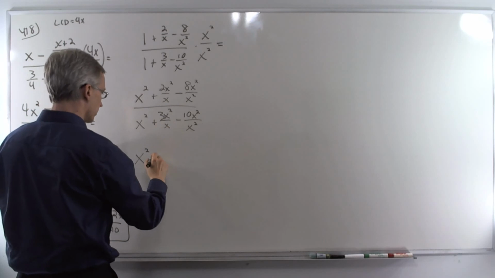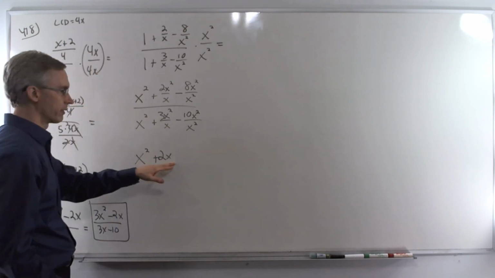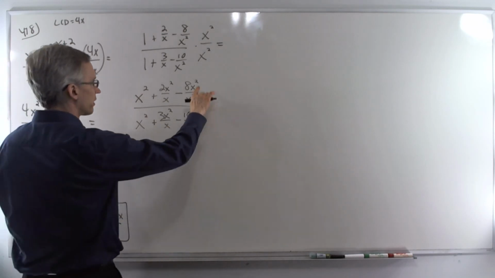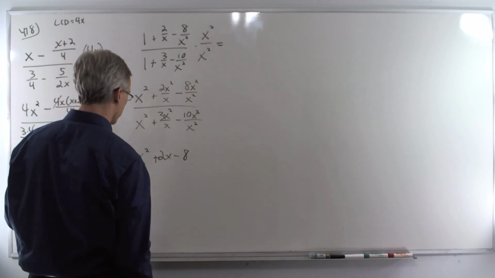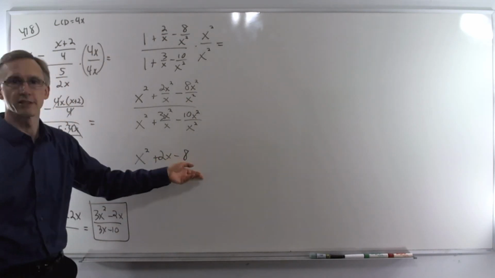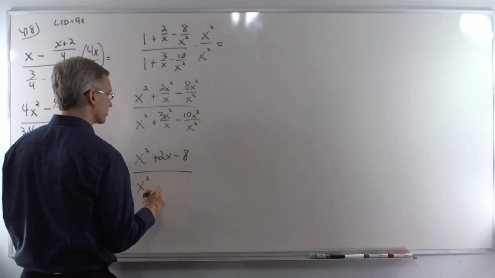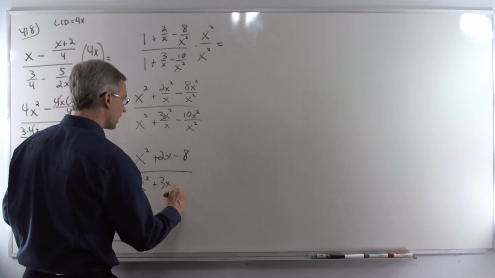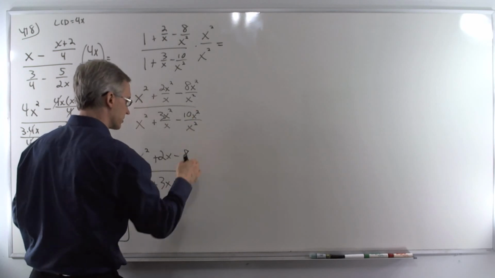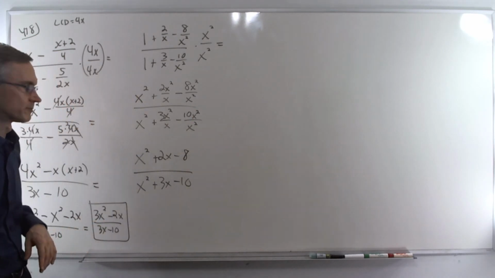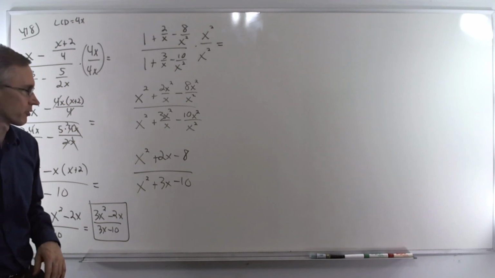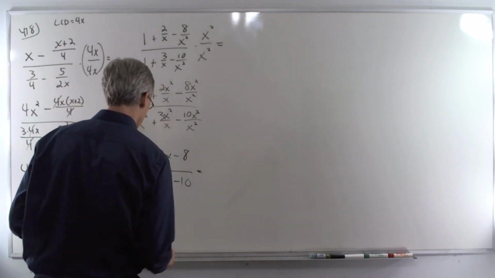1x cancels here, leaving the middle linear term. And over here, the x squareds cancel, leaving the constant term. And now we have a standard quadratic. On the bottom, we do the same thing. x squared plus 3x, x squareds cancel, minus 10. Now we have two factorable quadratics. We can factor and cancel.